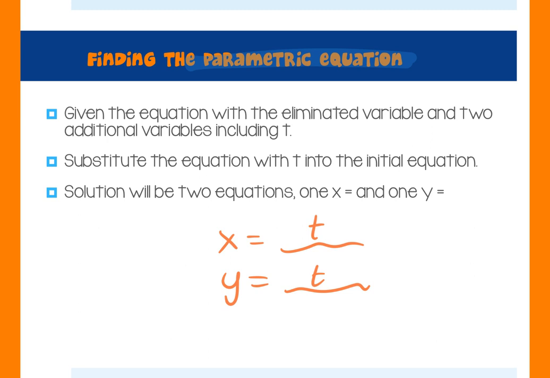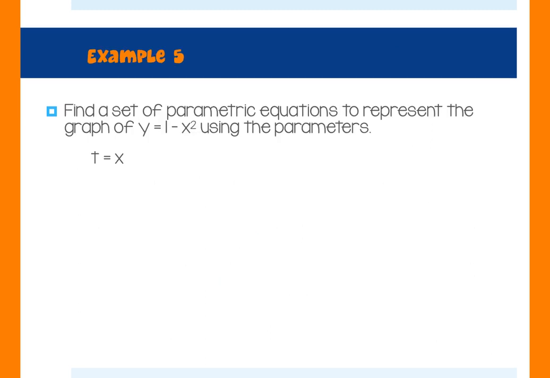Again, you'll be given one without the t, one with the t. So you're given one rectangular and one parametric, and you have to create the second parametric. So it would look like this.